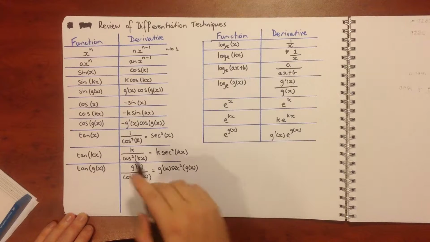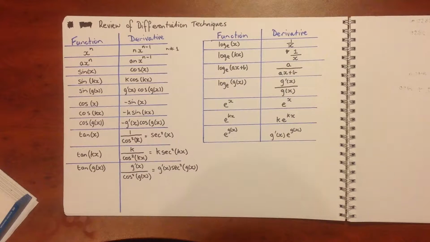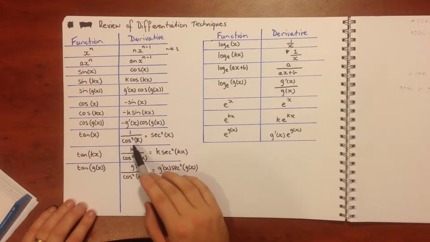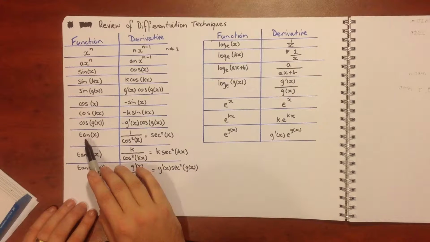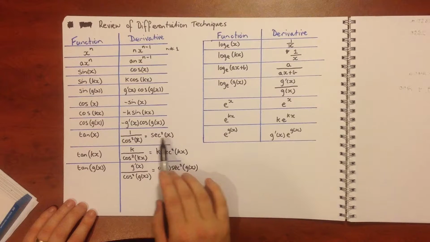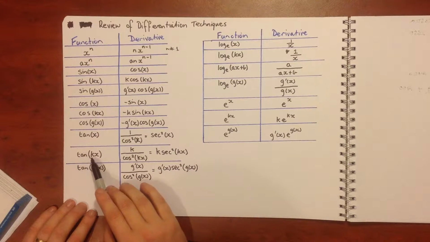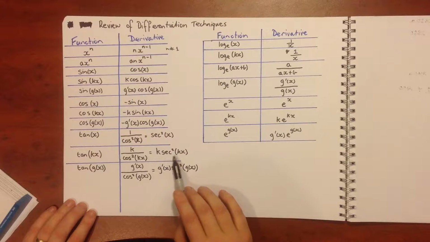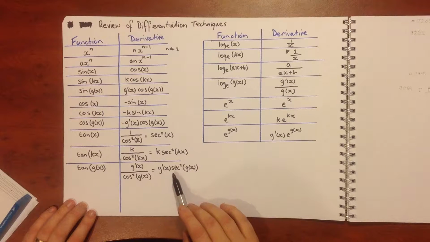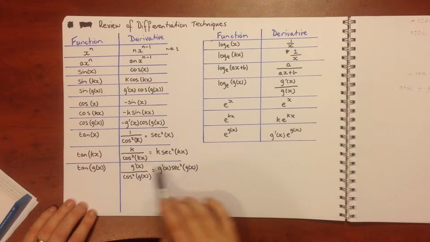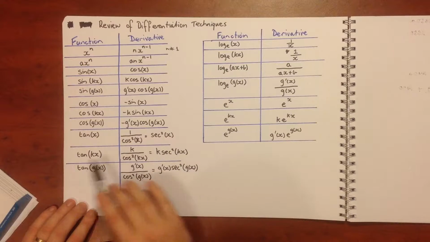Also, if we've got tan of x, then the derivative is 1 on cos squared of x, which equals sec squared of x. So the derivative of tan is sec squared of x. That means the derivative of tan of kx is k sec squared of kx. Similarly, if we have tan of g of x, then it's g dash of x sec squared of g of x. Again, an application of the chain rule.